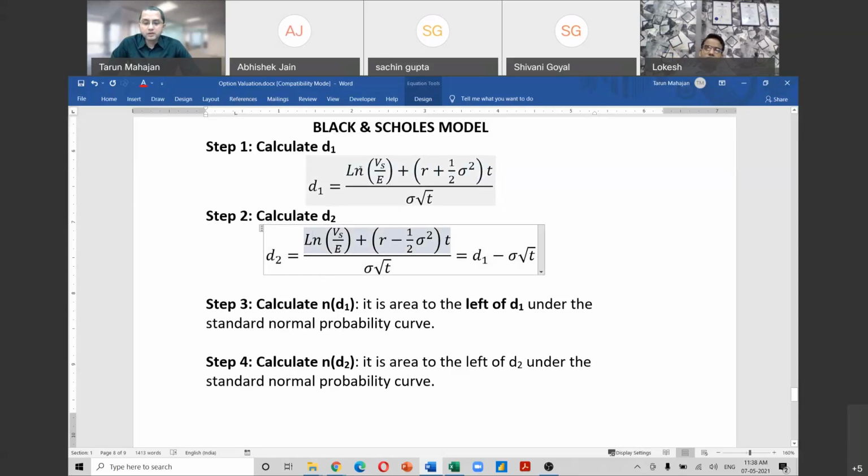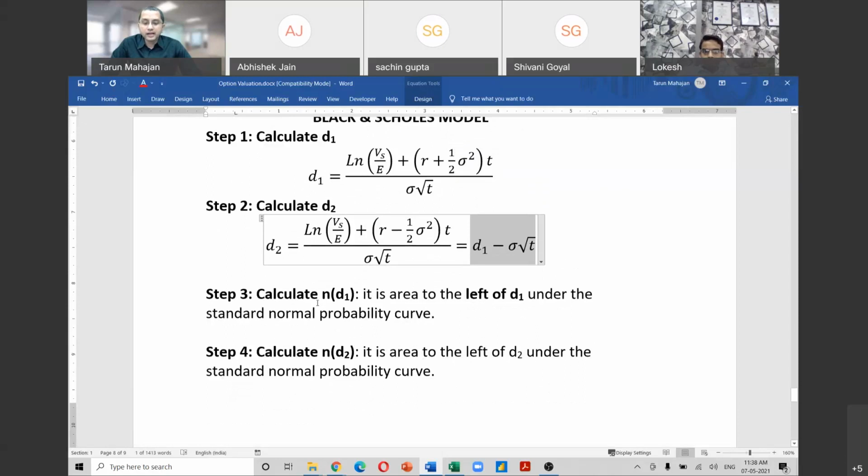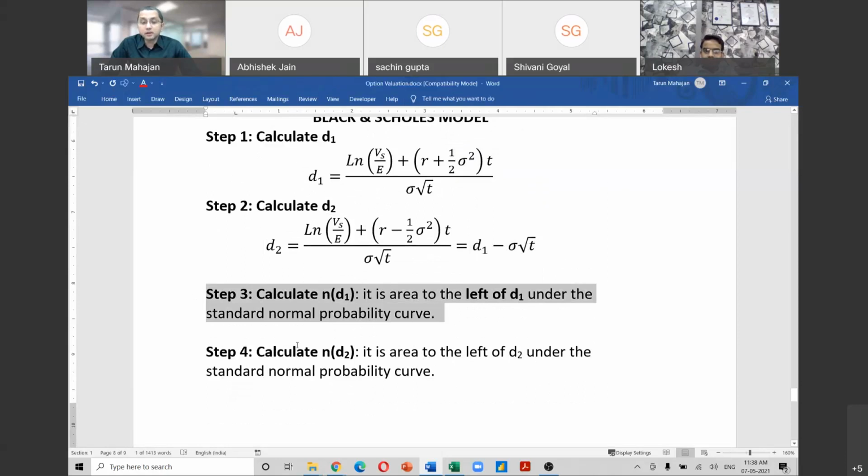Once you calculate D1, you can calculate D2. D1, D2 formulas are exactly the same with one difference. Here you have the plus sign and here you have the minus sign. So the shortcut for D2 is D1 minus sigma under root T. Once you calculate D1 and D2, then you calculate ND1 and ND2. How do you calculate ND1? You look at the Z table. Look at the Z table value of D1 to arrive at ND1, and then look at the Z table value of D2 to arrive at ND2.